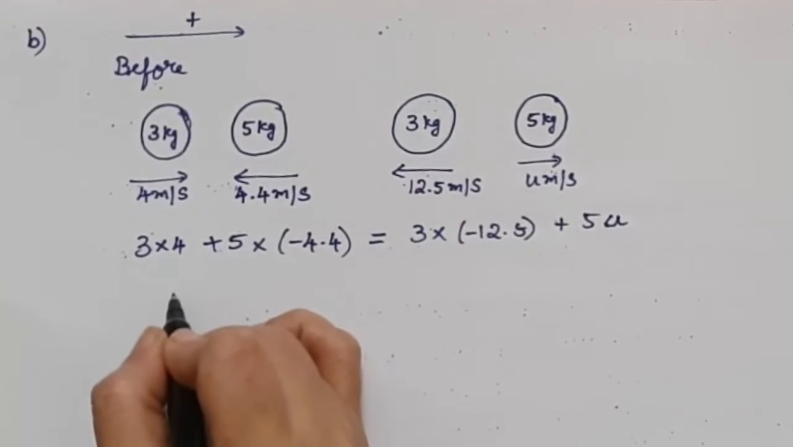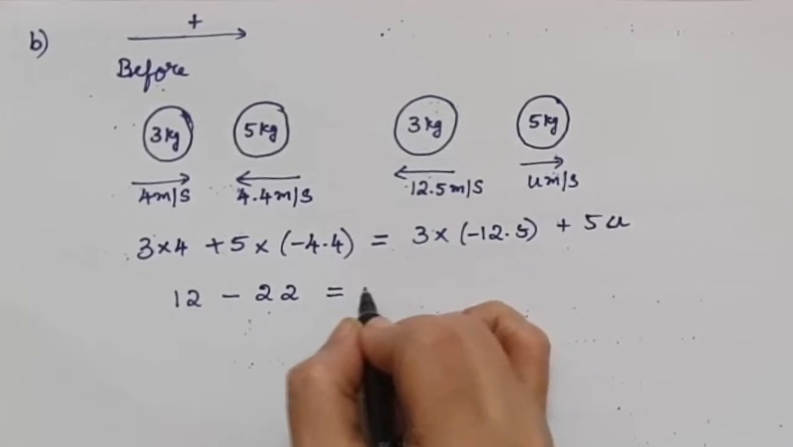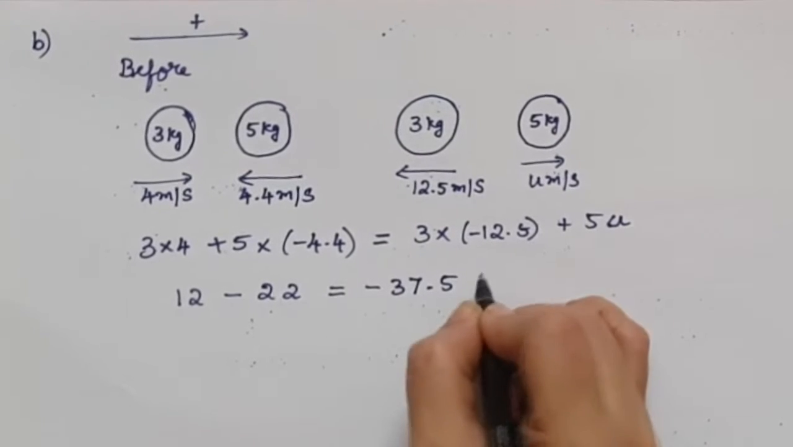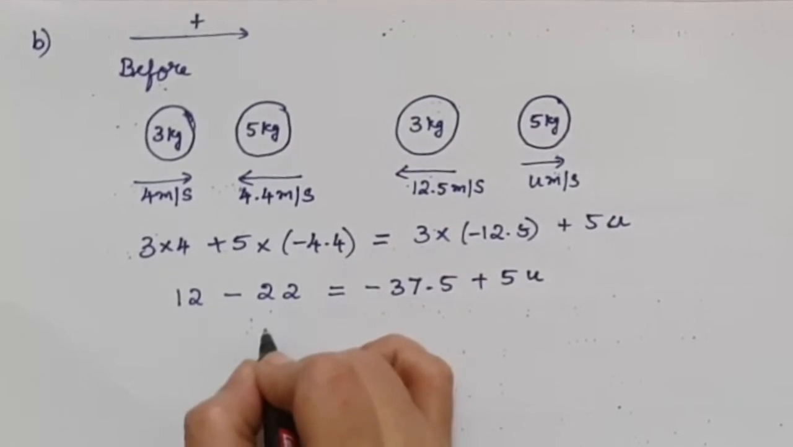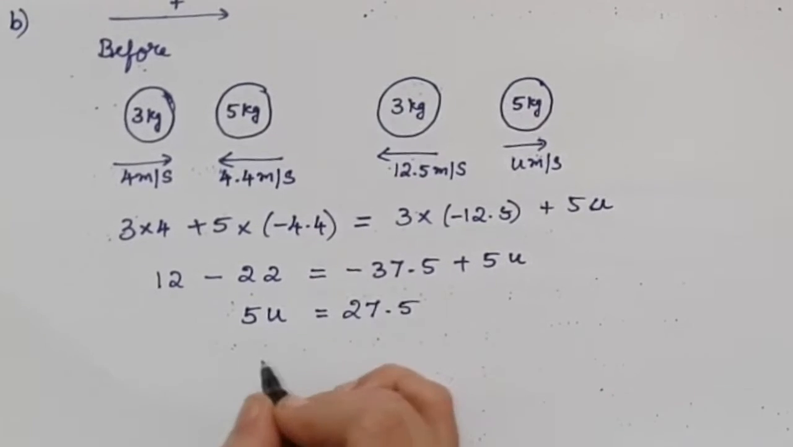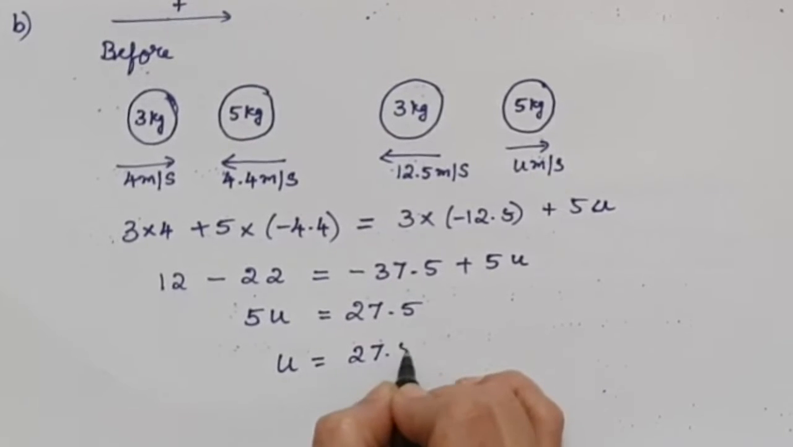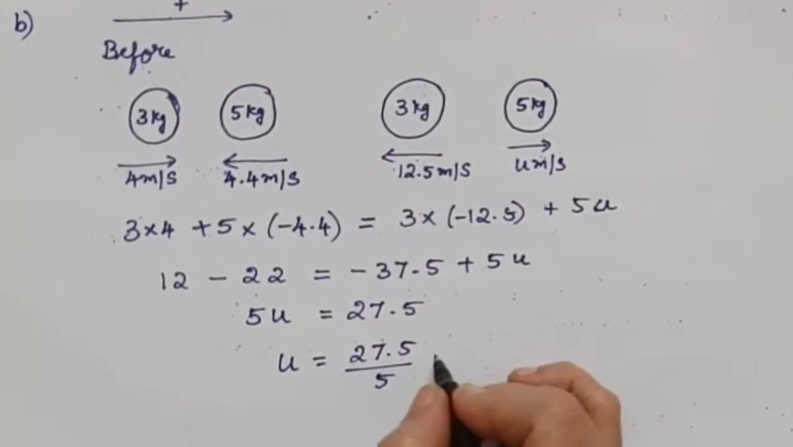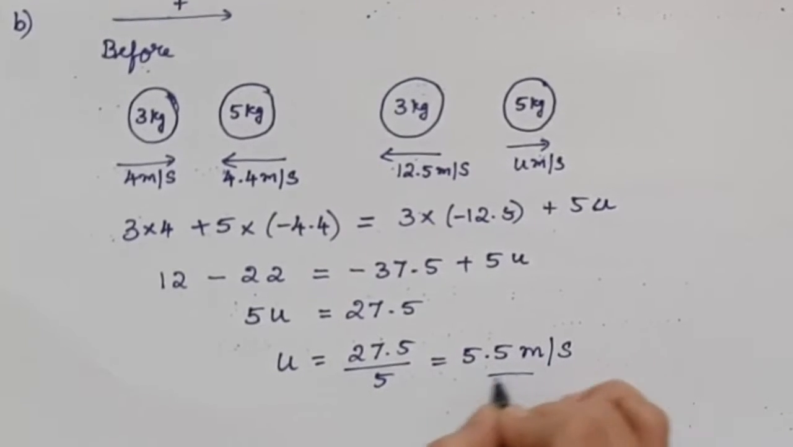So when we simplify this, it is 12 minus 22 will be equal to minus 37.5 plus 5u. When we simplify this, we get 5u will be equal to 27.5. So u will be equal to 27.5 divided by 5. So that will be equal to 5.5 meters per second.